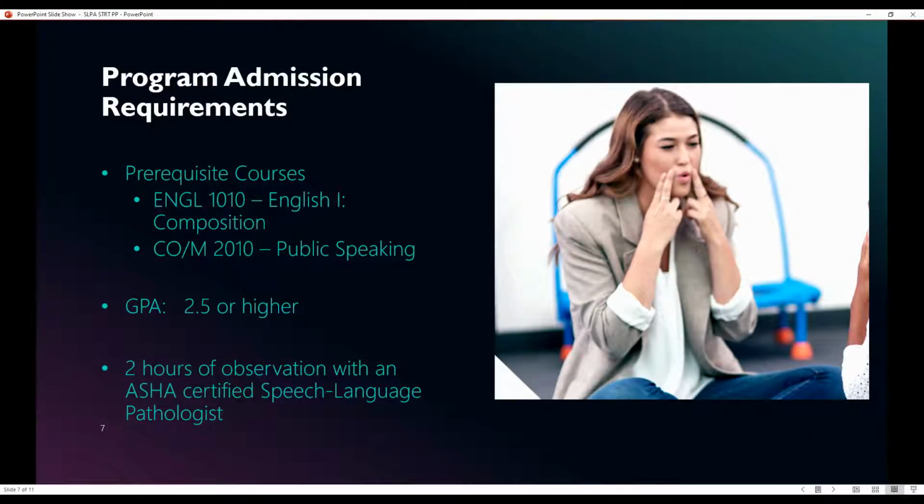So, what are our program admission requirements? We have two prerequisite courses that need to be completed with a C or higher prior to admission: English 1010 and Public Speaking. You must have a prior GPA of 2.5 or higher, and finally, you have to observe a speech language pathologist in the work environment for 2 hours, which will help you in your decision in pursuing this rewarding profession.